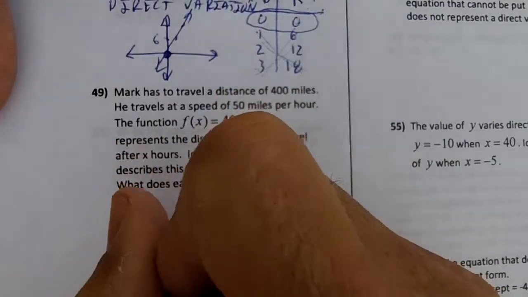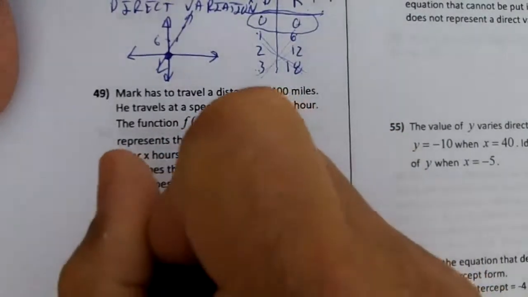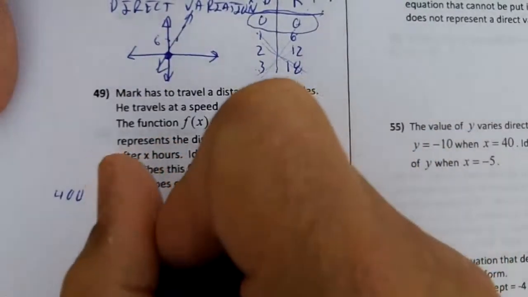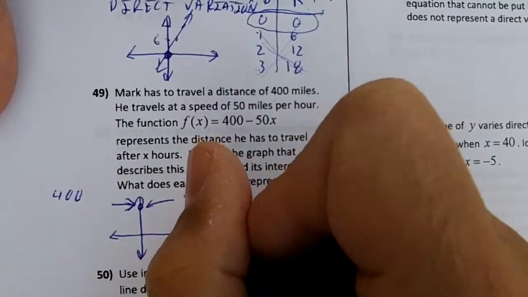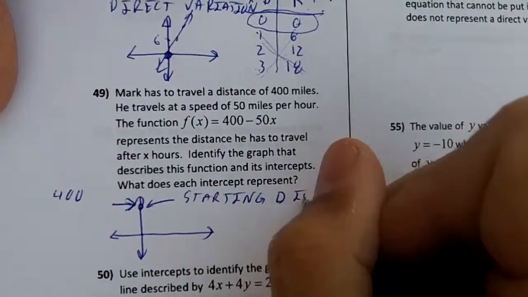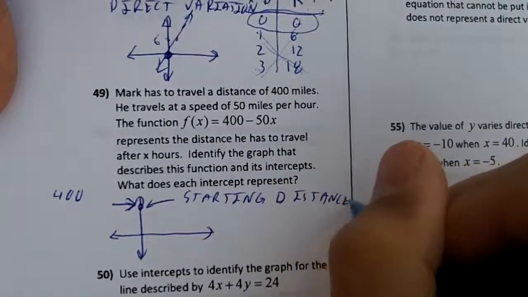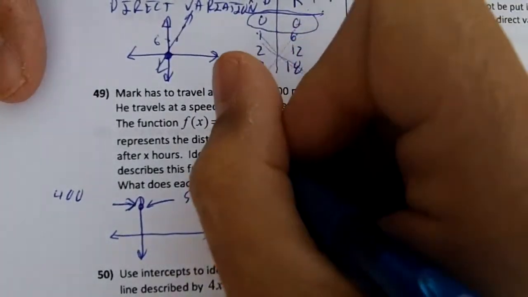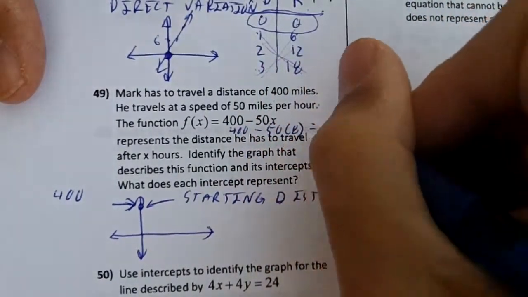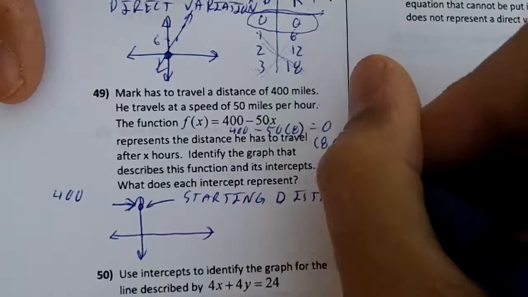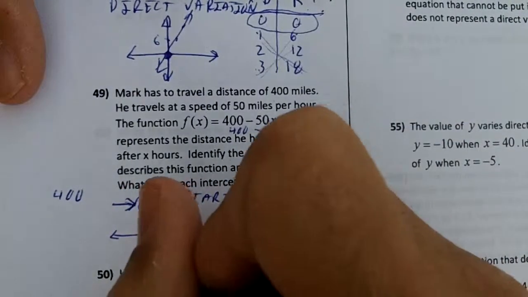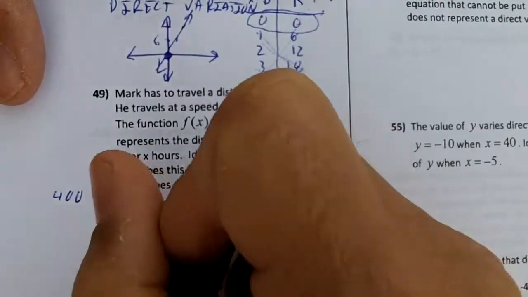If you were to graph this, it would start at the 400. The y-intercept would be the starting distance. To get y equals 0, we would have to do 400 minus 50 times 8, which would be 0. So when x is 8, y is 0, so this would be at 8. So the line would go like this.